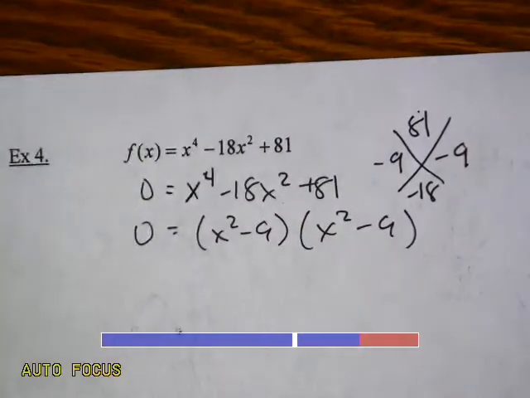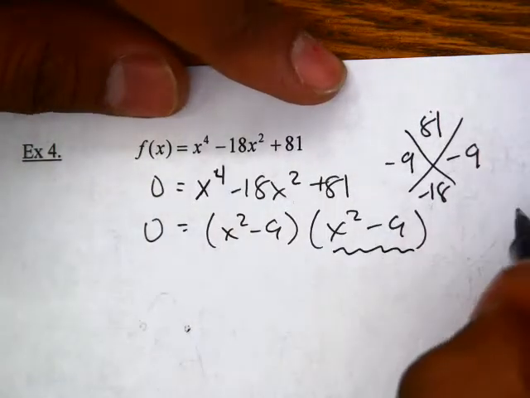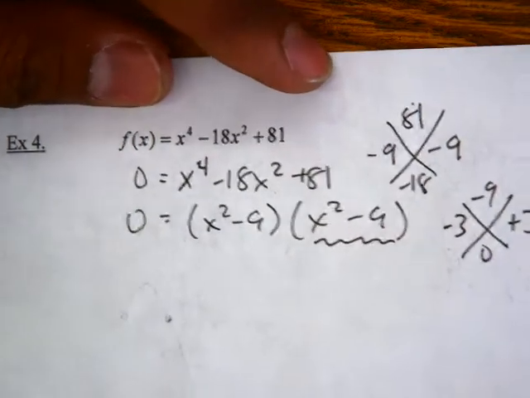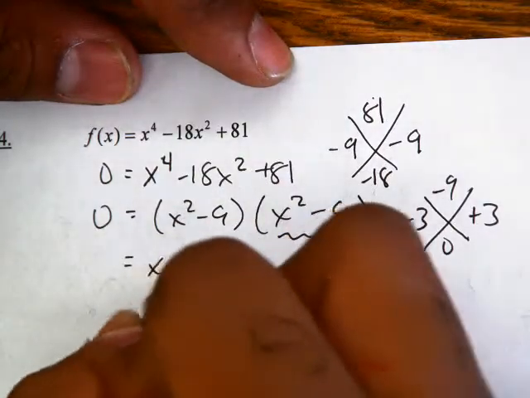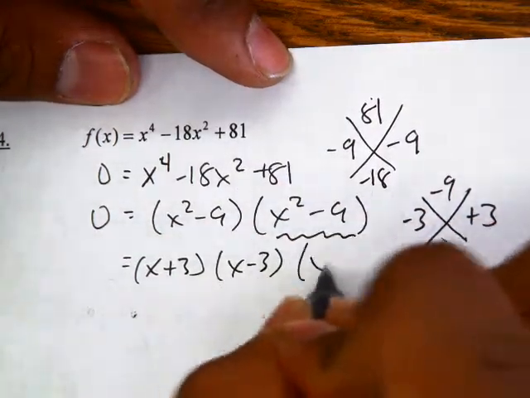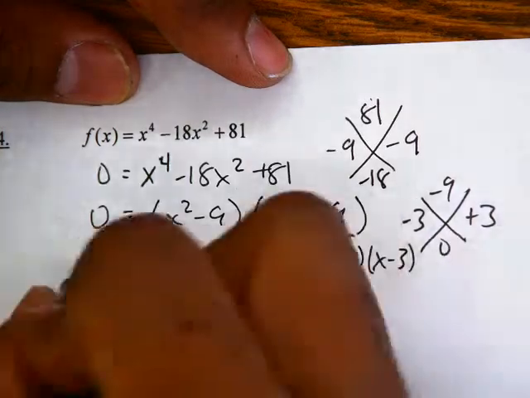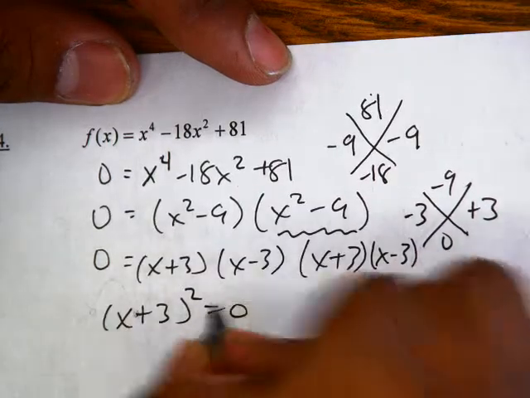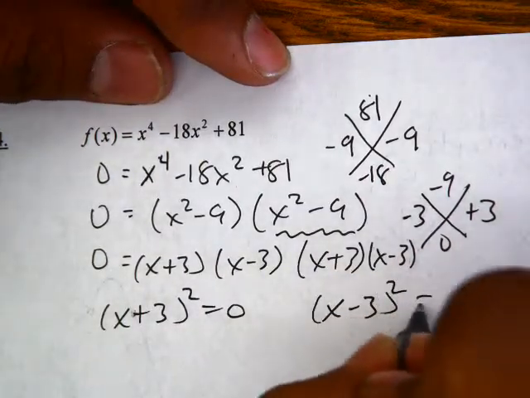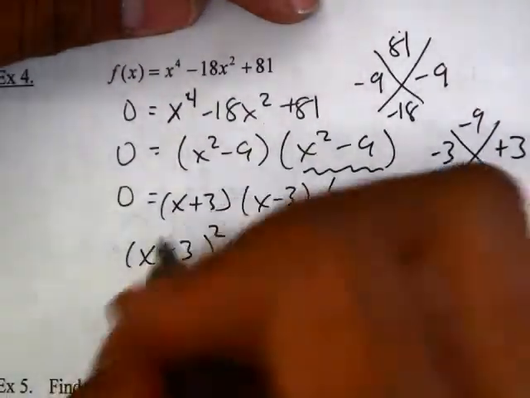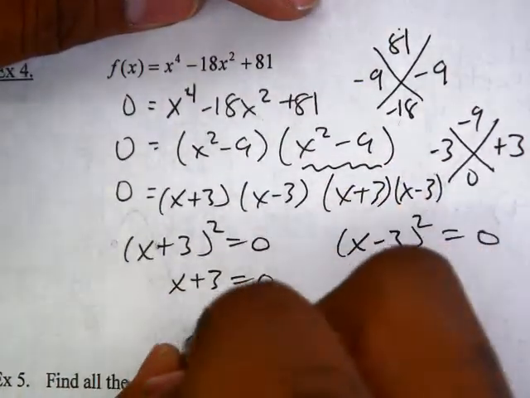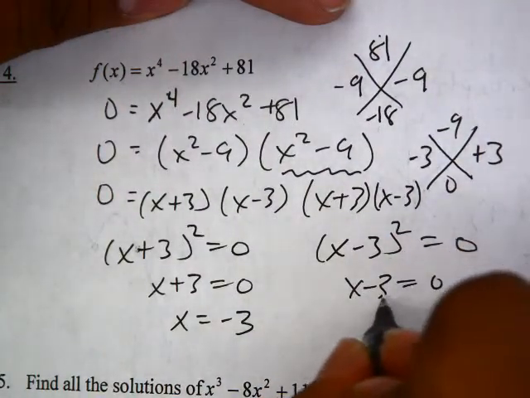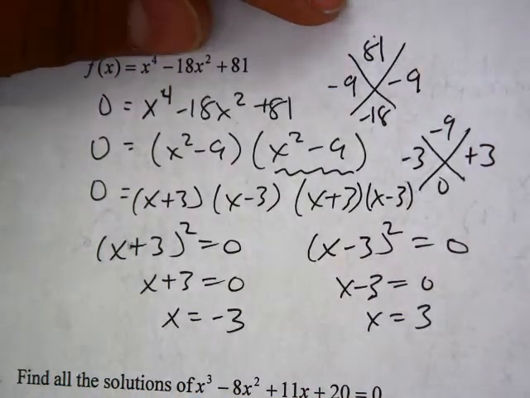If you factor x squared minus 9 some more, you get negative 3 and positive 3. So both of these factor to x plus 3, x minus 3, x plus 3, x minus 3. And you can see I can combine these two and have x plus 3 squared equals 0 and x minus 3 squared equals 0. You can square root to get x plus 3 equals 0 and x equals negative 3. I can square root and get x minus 3 equals 0 and x is equal to 3. So those are my roots.